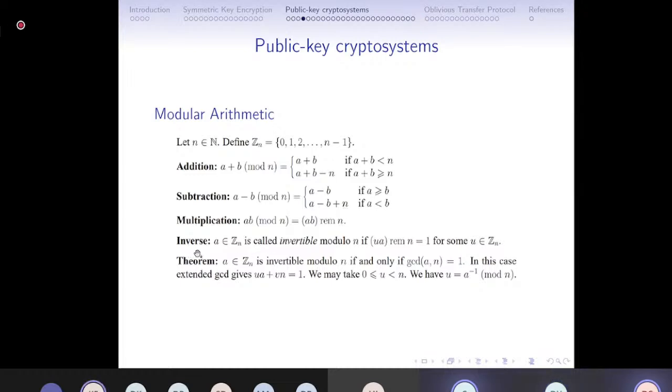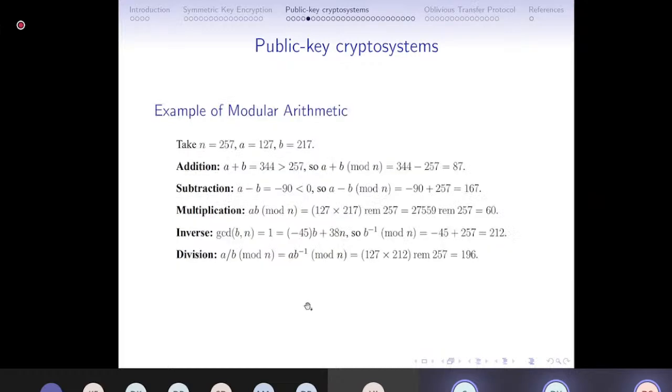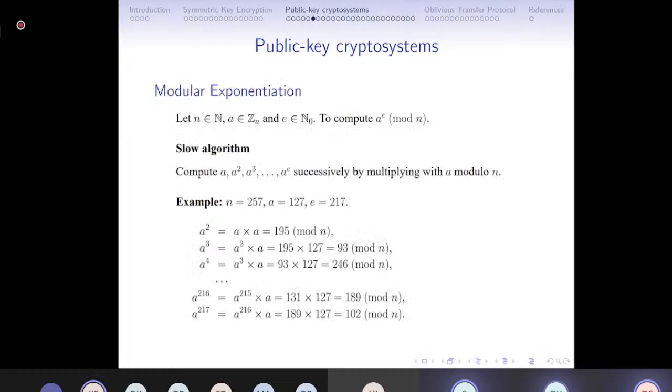Next, the most important part of the public key cryptosystem is the inverse. Suppose that a is invertible modulo n. Then there exists a u such that if we compute u times a and divide by n, and it gives the remainder one, then we say that u is the inverse of a. So this is an example of modular arithmetic.